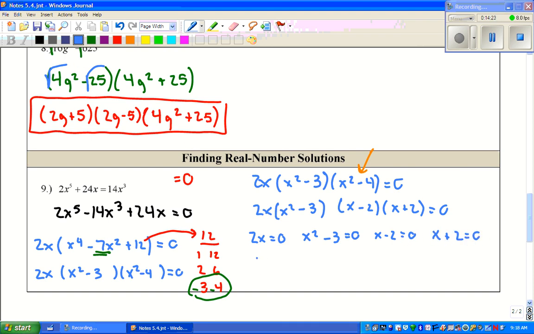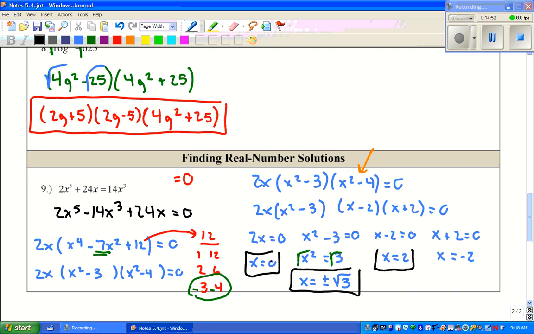When you divide this one right here, you get x is equal to 0. When you go to this one and add 2, you get x is equal to 2. And this one right here, you get x is equal to negative 2. Now this one, what happens is you get x squared is equal to a positive 3, and you take the square root of both sides. You end up with x is equal to positive or negative root 3. So take a look at my solutions now. X equals 0, x equals positive or negative root 3, x equals 2, x equals negative 2. You ended up with 5 real solutions there, which matches your largest exponent.